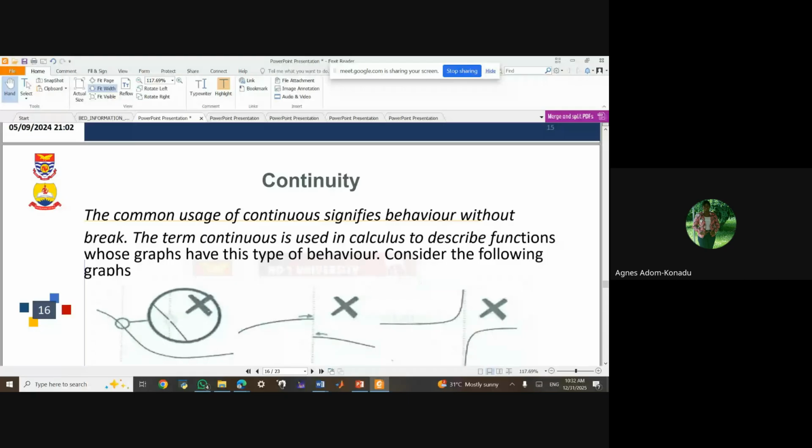So we want to look at continuity, continuous. You've seen that since I started, if not for my network, the lecture has been continuous. If today we did not have any break, so no break. So when we talk about continuity or a continuous function, we are talking about a function whose graph has no break. The common usage of continuous signifies behavior without break.